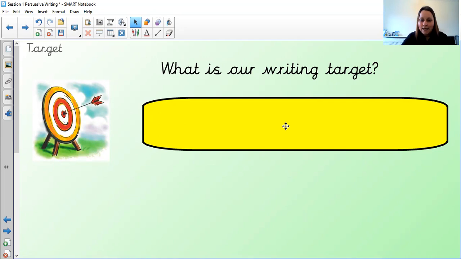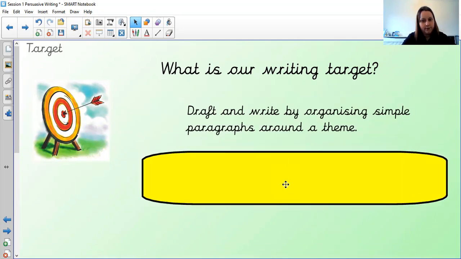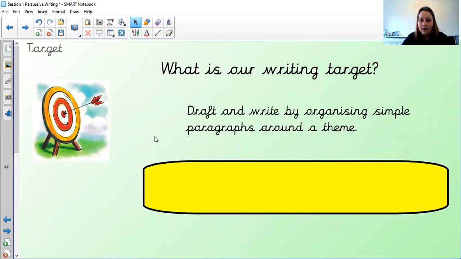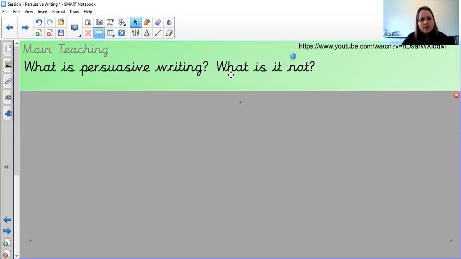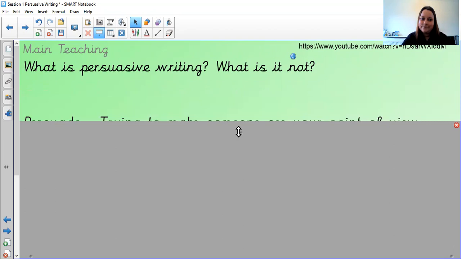So our writing target for this term and for this unit is to draft and write by organising simple paragraphs around a theme. So paragraphs are going to be really important in our persuasive unit of work. So what is persuasive writing? You're going to be writing a persuasive letter today, and our topic for this term is persuasive writing. So what is it? What is persuasive writing?